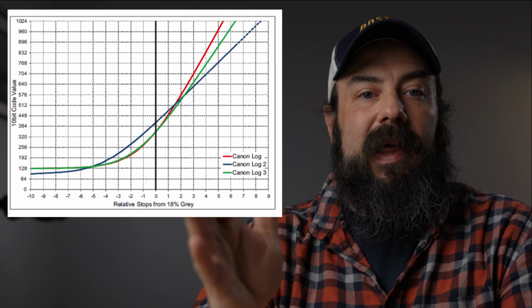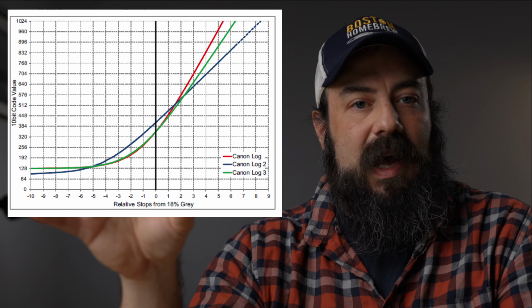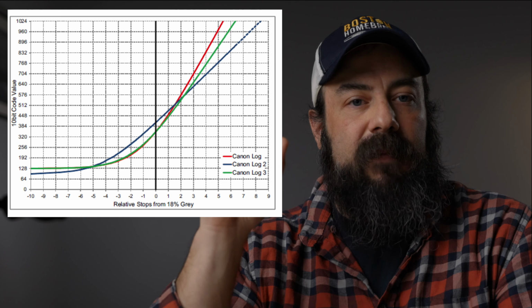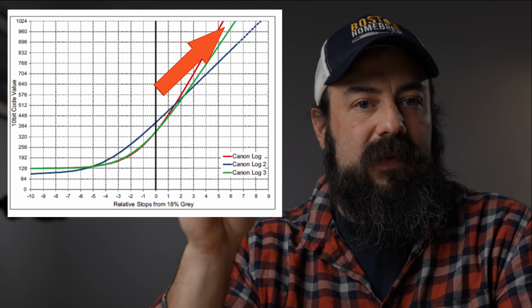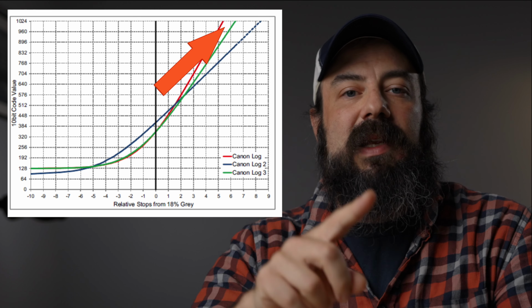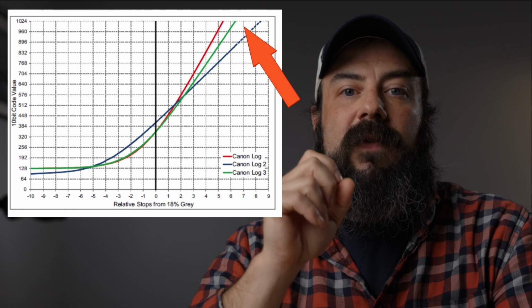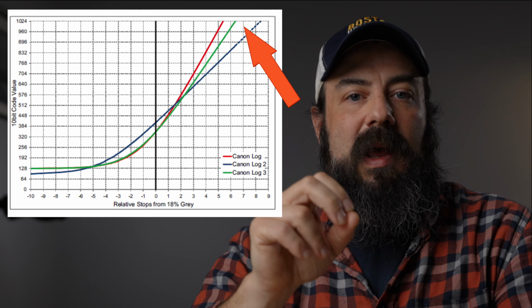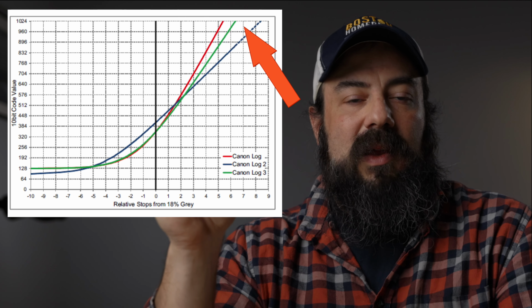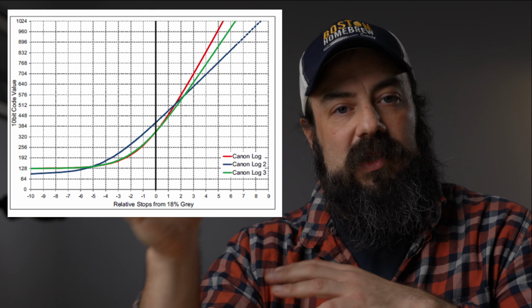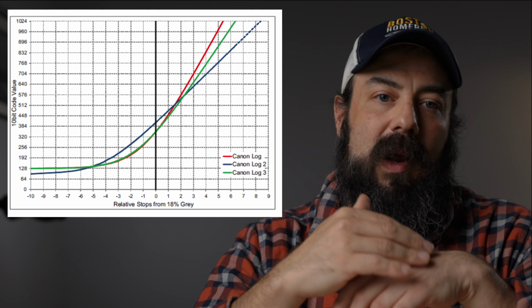Now, taking a look at the highlights, or the right side, where the positive stops are from middle gray, you can see, like we said before, that CLog 3, we're looking at the very top of the graph, CLog 3 gives you one more stop of dynamic range than CLog, right, because it's one stop over. But CLog 2 will give you around 2 more stops than CLog 3. So you can see that when you shoot in CLog 2, you get more stops of dynamic range in the highlights and a little bit more in the shadows.